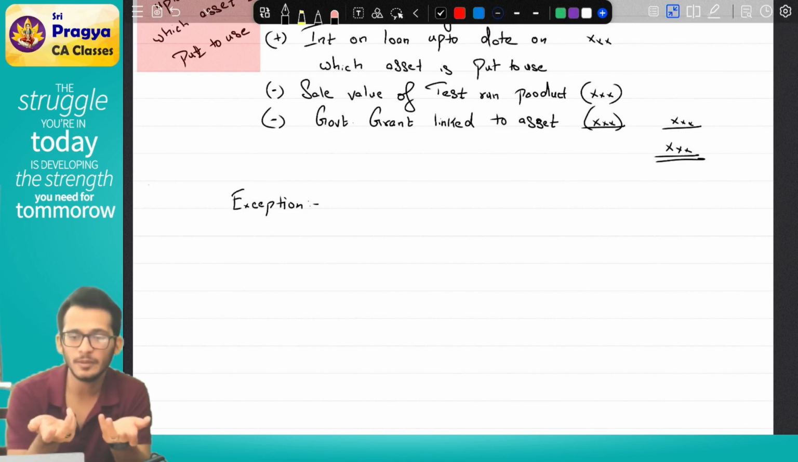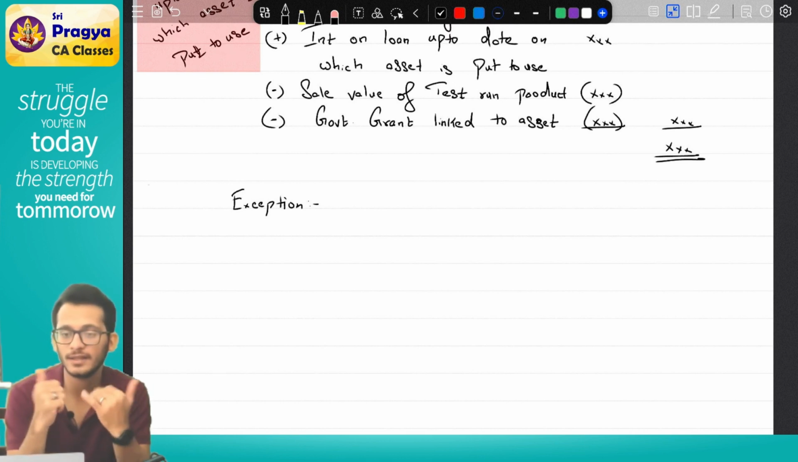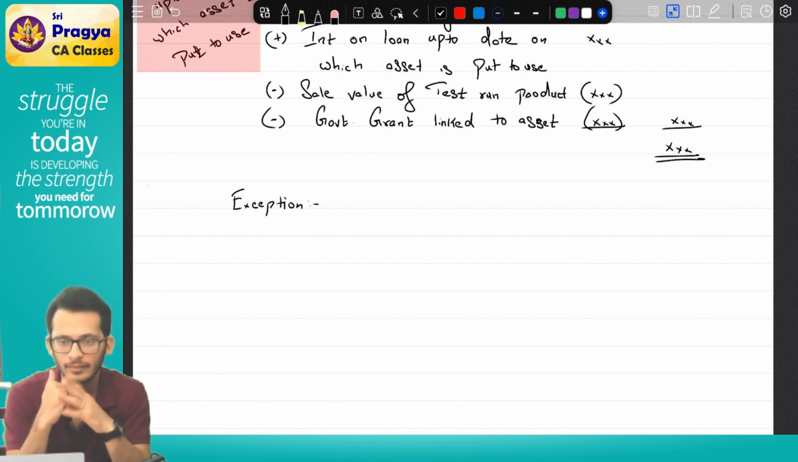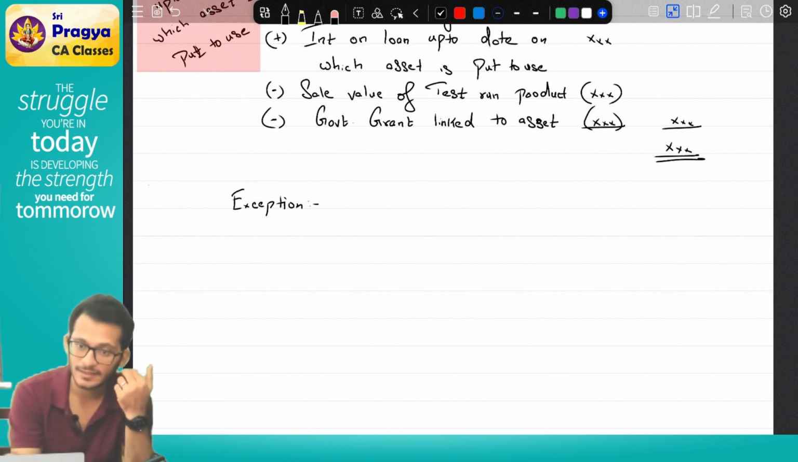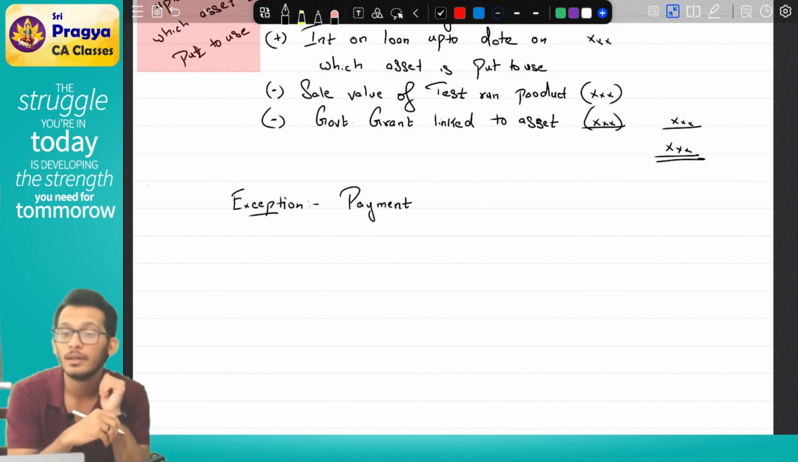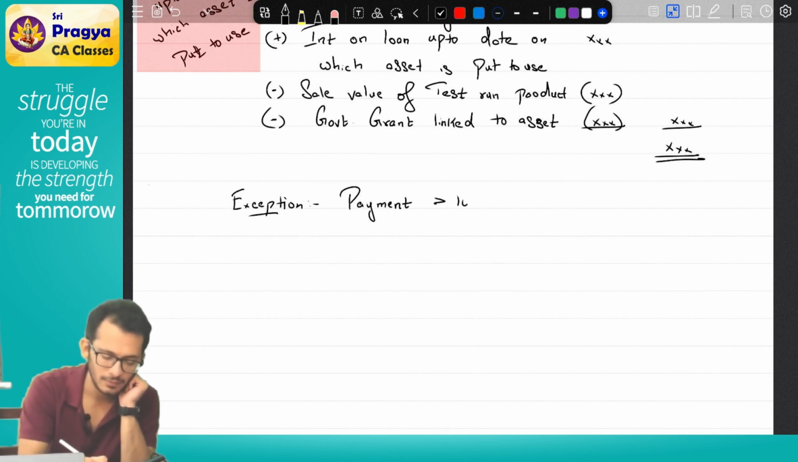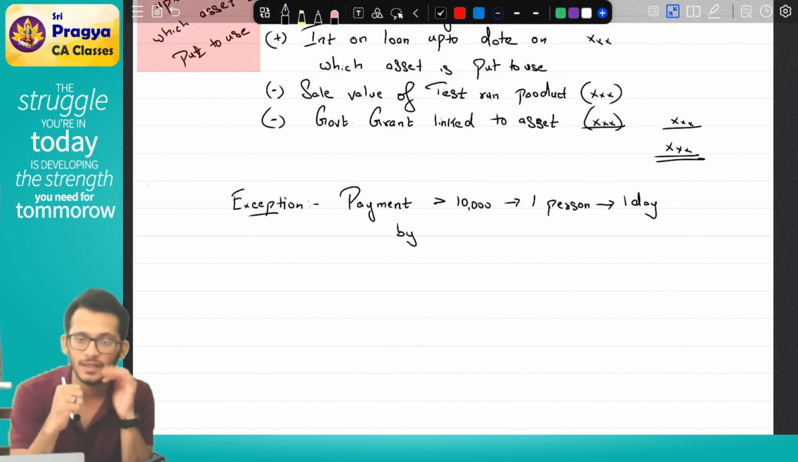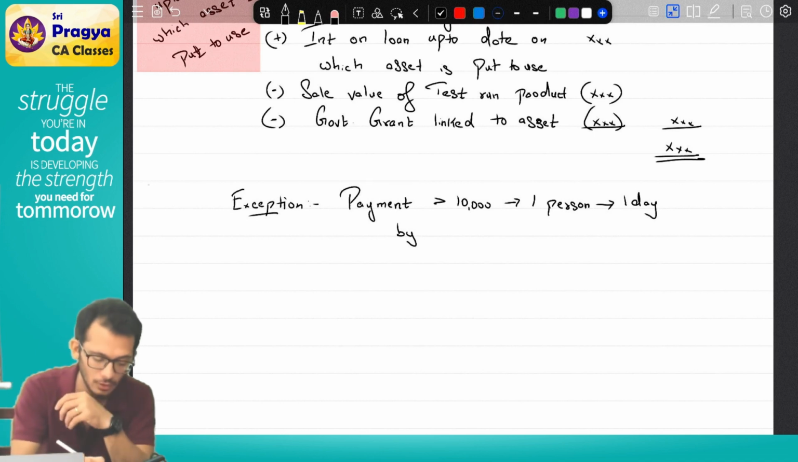I said, sir, it's cash payment, sir. I cannot have a proof. Assessing officer says, if you don't have a proof, how do I trust you that this is black money or white money? Yes or no? So therefore, income tax also puts an exception. The exception says, if you make a payment of more than 10,000 to one person in one day by non-permissible modes.